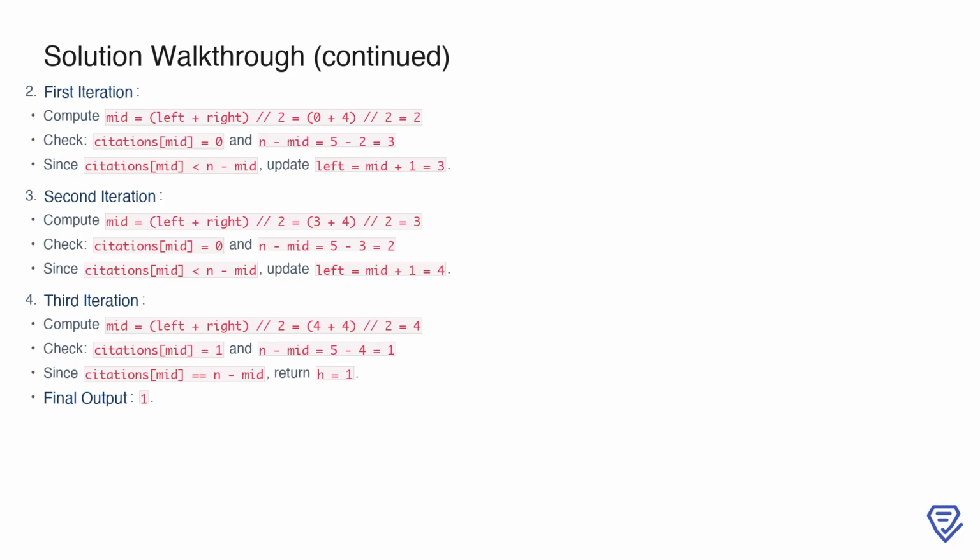In the second iteration, with left equal to 3 and right equal to 4, we calculate mid as (3 + 4) // 2 = 3. Here, citations[mid] is 0, and n - mid is 2. Again, since citations[mid] is less than n - mid, we set left to mid + 1, resulting in left equal to 4. In the third iteration, mid is (4 + 4) // 2 = 4, where citations[mid] is 1, and n - mid is also 1. Since these values are equal, we have found the h-index, which is h = 1. Thus, the output for this example is 1.